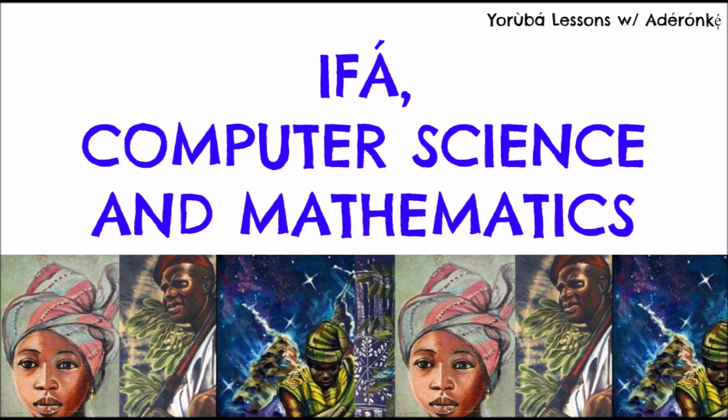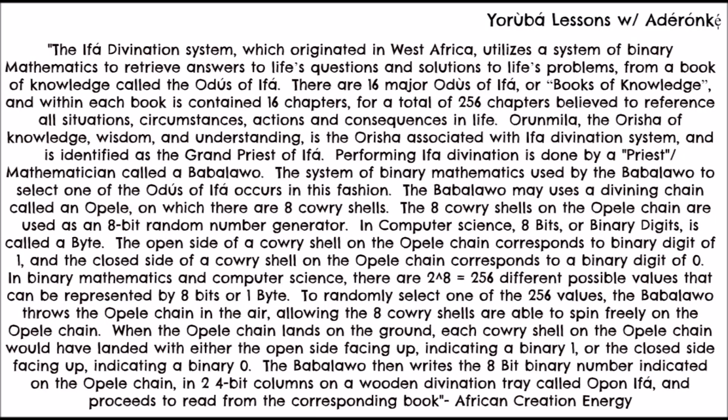Even the computer and the internet and a lot of modern day electronics owe their development to Ifa, to old divination systems. Ifa is mathematical in nature, so the internet and the computer are basically framed in the way that the Odu Ifas are. I don't know how to explain it, but I'm going to read the write-up that I found on African Creation Energy. It's a blog.